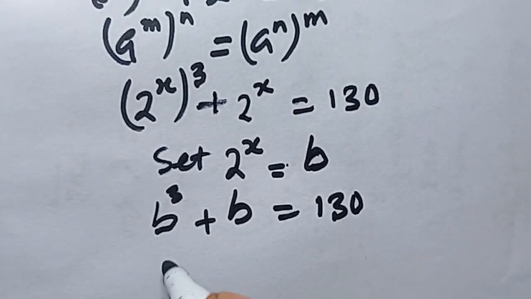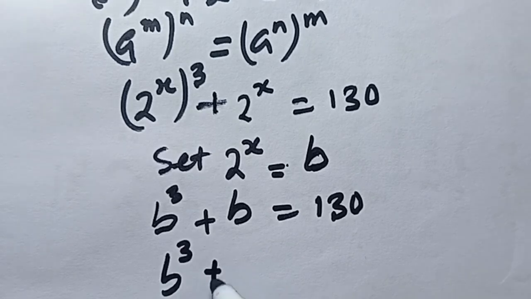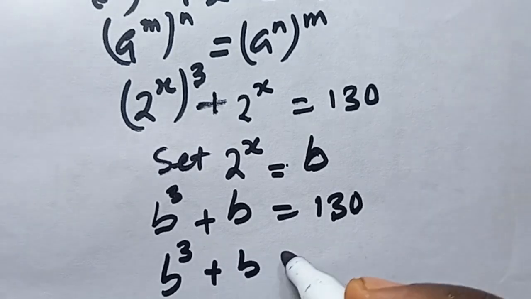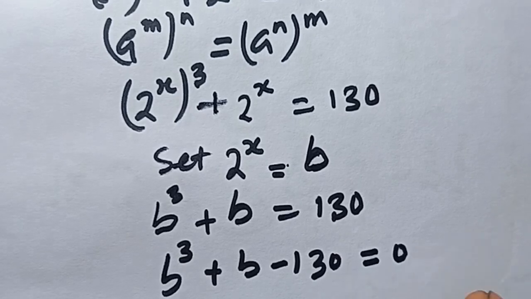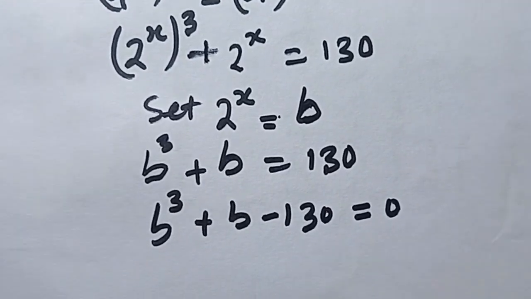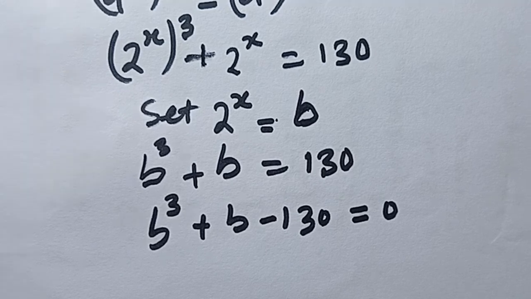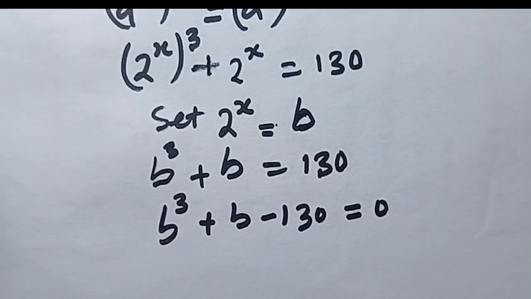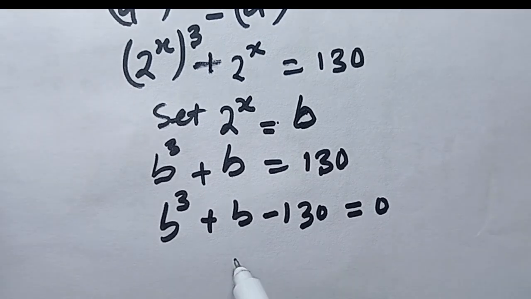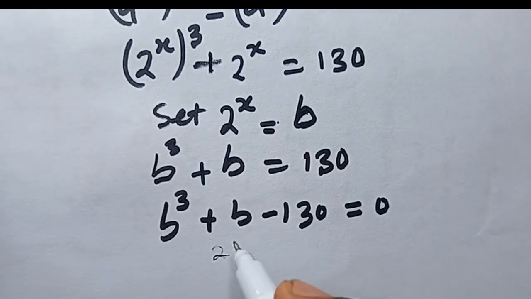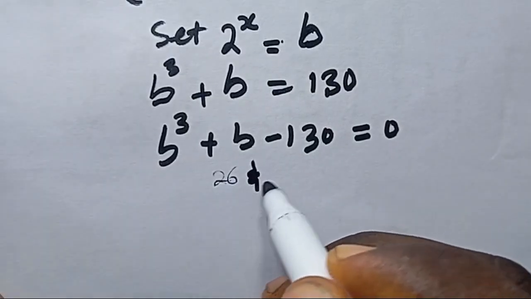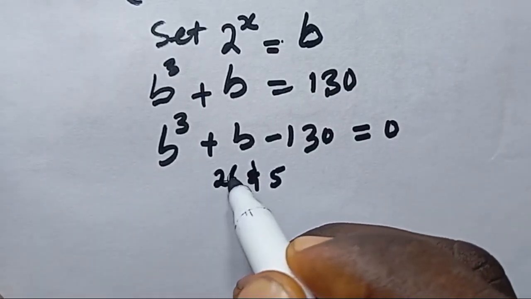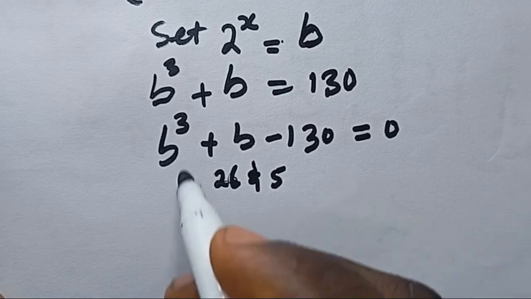Now, what I'm going to do is to bring this 130 to the left hand side. So I'm going to subtract 130 from both sides, and then I have 0 at the right hand side. So next, I will look for two numbers that when I multiply them, give me 130. And the two numbers that will do the work are 26 and 5. So 26 times 5 gives you 130.